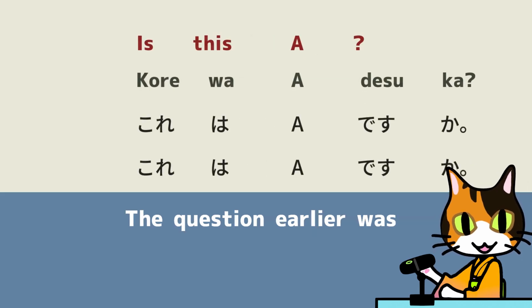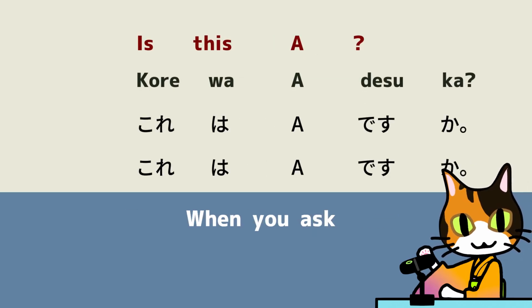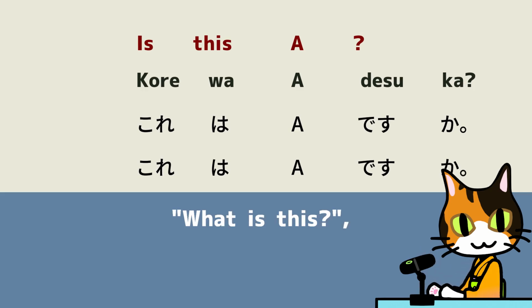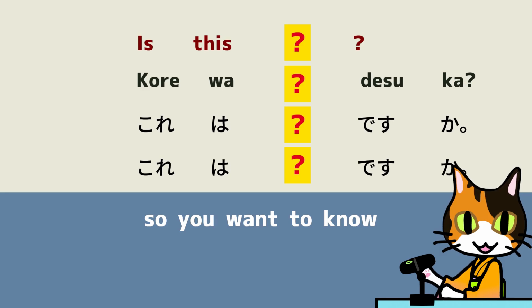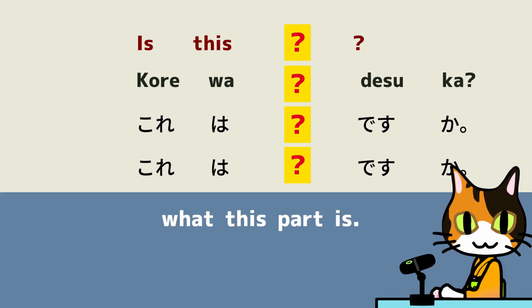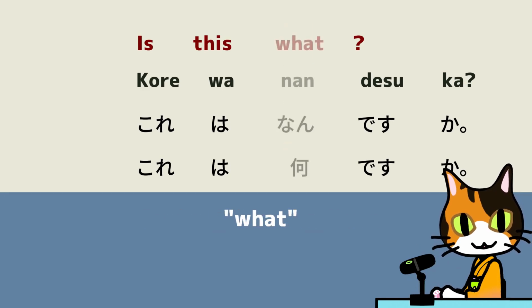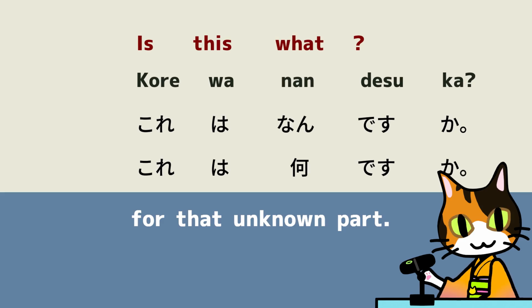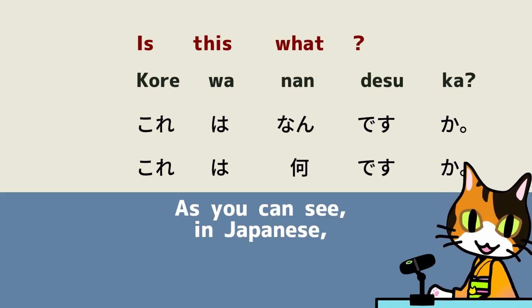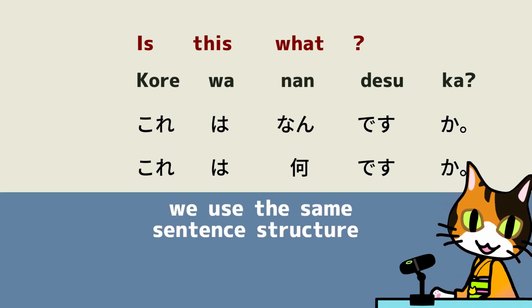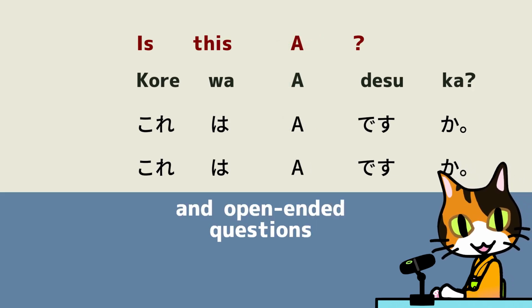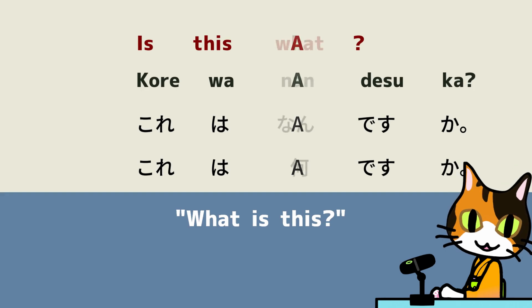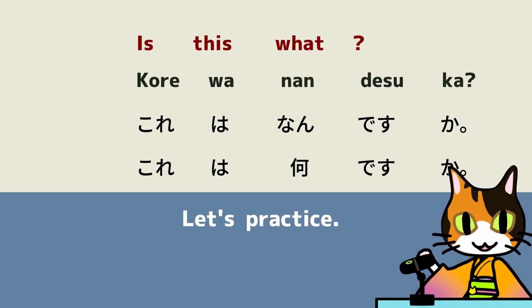Question earlier was, is this a? When you ask, what is this, you basically don't know the a part, so you want to know what this part is. So we just substitute what for that unknown part. As you can see, in Japanese, we use the same sentence structure for closed-ended questions, is this a, and open-ended questions, what is this? Let's practice.